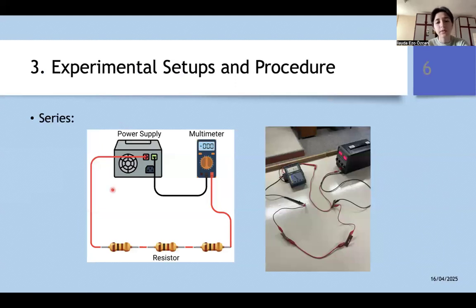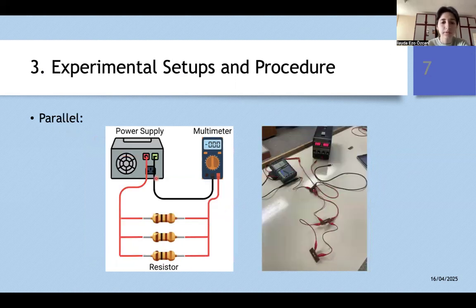This is the series connection. Resistors are connected in series. Power supply drives current, and also we have multimeter to measure current. And this is also the real life setup: power supply, again, 3 different resistors and multimeter.